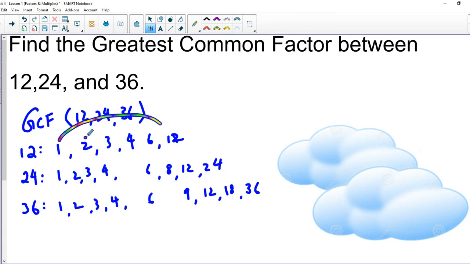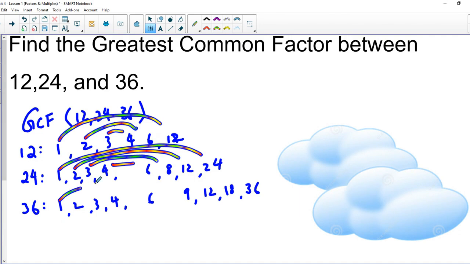So look at this, pair them up. 1 times 12, 2 times 6, 3 times 4. This is 1 times 24, 2 times 12, 3 times 8, 4 times 6, and then down here, we got 1 times 36, 2 times 18, 3 times 12, 4 times 9, and then 6 times 6, but that doesn't have a rainbow because it's the same number, right? Now, am I missing any number? 7, no. 8, no. Okay, all right.